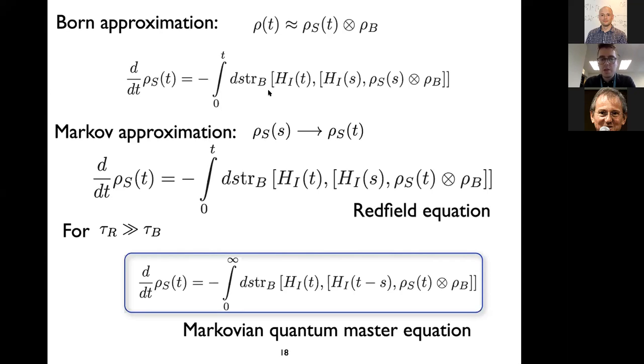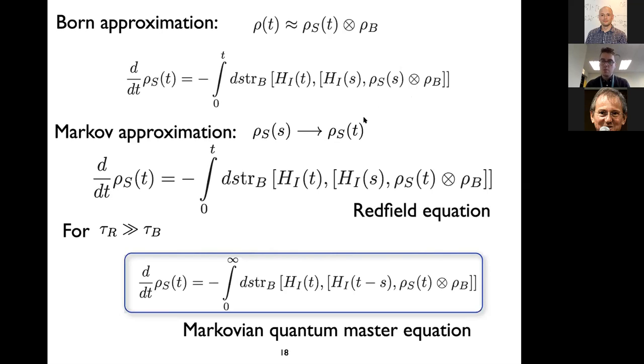So what this implies is that the time evolution of our reduced density matrix at some time t will depend entirely on the history of its time evolution. So what we're doing with the Markov approximation is replacing, on the right-hand side of this equation, rho S evaluated at some previous time with rho S only at time t.